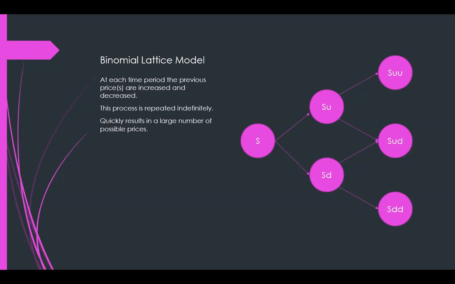At the next time step, things get a little more complicated because you have to scale the previously upscaled value up again and down, and then you have to scale the previously downscaled value up and down. Fairly quickly you can wind up with a very large number of potential prices, and what's interesting about this is it also includes a probability with each one of the prices involved.